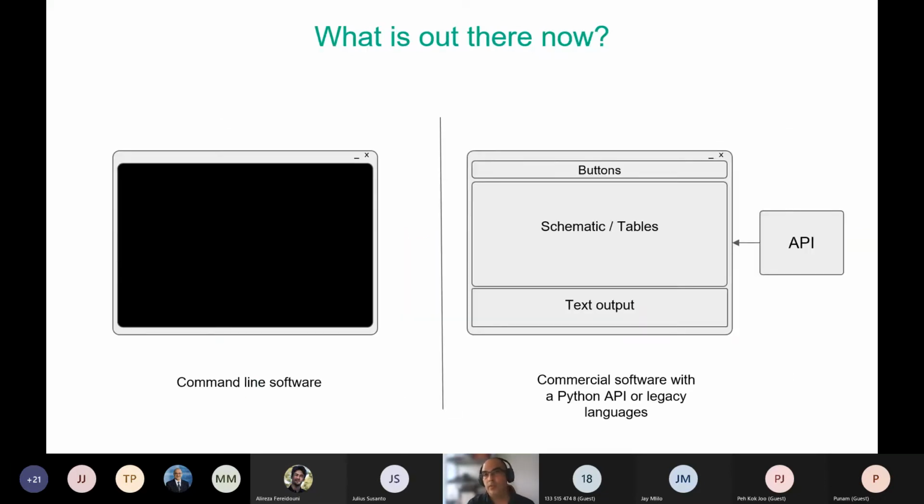So what do we have off the shelf to deal with this amount of uncertainty? We usually have command line software made by us, or we have a legacy, or maybe we hire some university to produce it. And we also usually have commercially available software such as PSSE, DIgSILENT, or ETAP, for instance. And these come in the fashion that you have something like buttons, some schematic or tables, and a text output. And then if we are lucky, we do have also a Python API or some sort of programming language to be able to access and automate the tools.